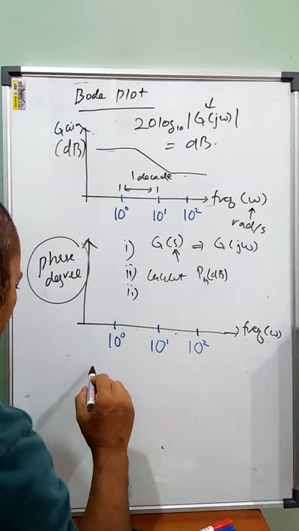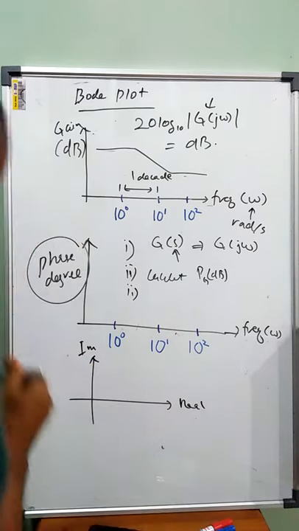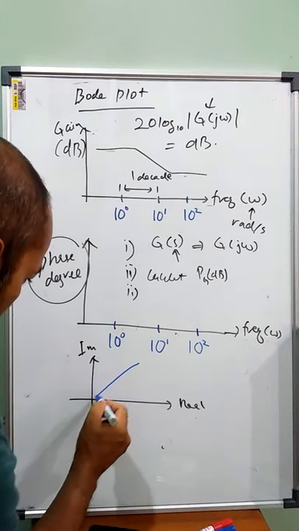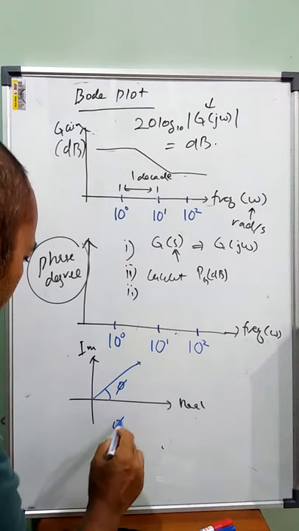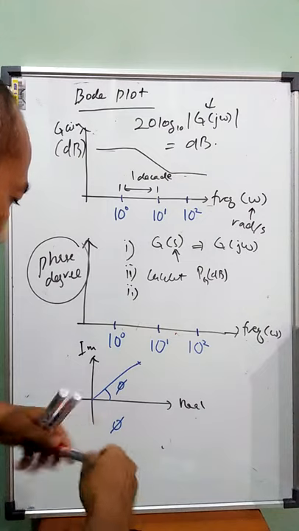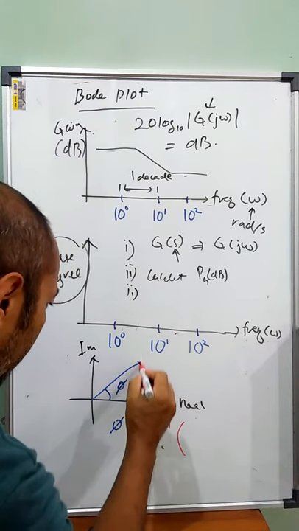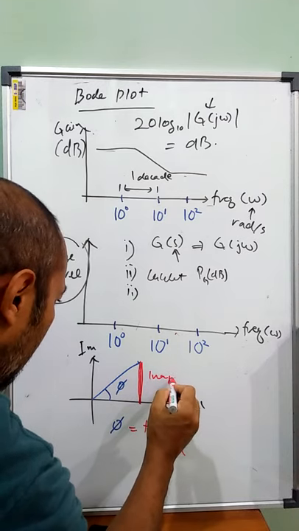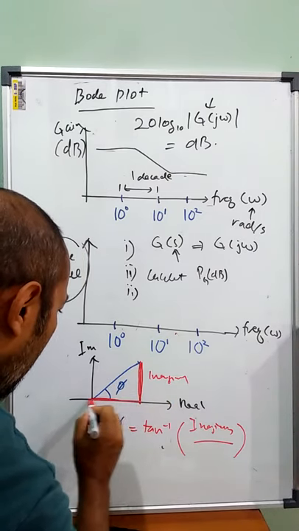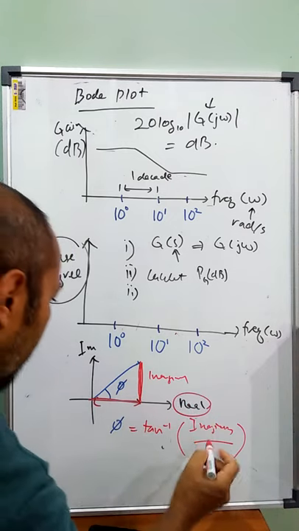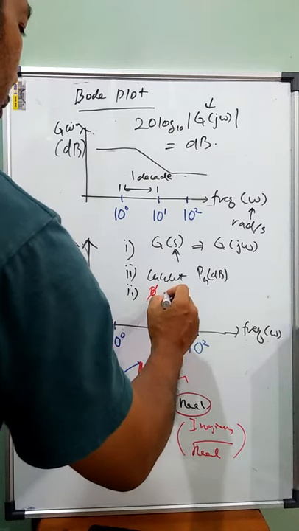To calculate the phase angle, we have the imaginary axis and the real axis. Normally it will look like this, with a point, and the angle. This angle equals the tangent inverse of the imaginary part divided by the real part. So the phase angle is the inverse tangent of imaginary divided by real.